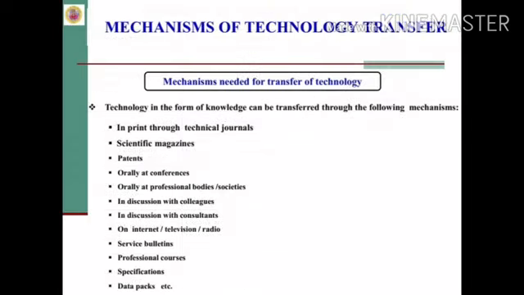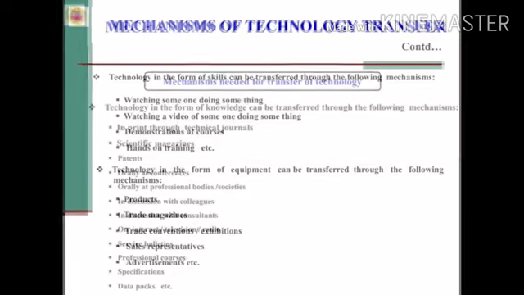Now let us see what are the mechanisms available for technology transfer. So what are the mechanisms that are needed for technology transfer? Technology in the form of knowledge can be transferred through certain mechanisms. We can transfer technology through imprint, through technical journals, scientific magazines, patents, orally at conferences, orally at professional bodies and societies, in discussions with colleagues and discussions among the consultants. So all come under this mechanism of transfer.